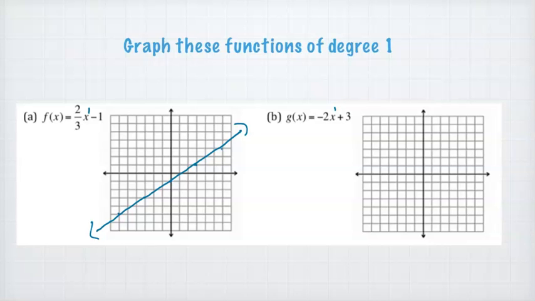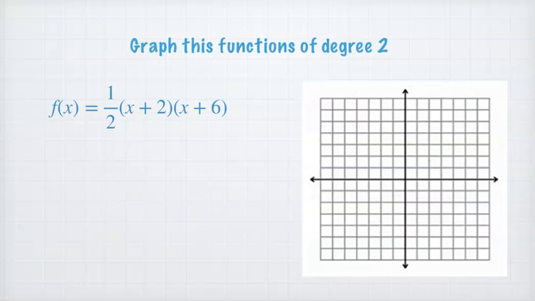For g of x, your y-intercept is 3. Your slope is negative, so it will be decreasing from left to right, and you're going to go down 2 over 1, down 2 over 1, down 2 over 1. So you get enough points until you're comfy, and then you connect them. You have a linear function with a slope of negative 2 and a y-intercept of 3.